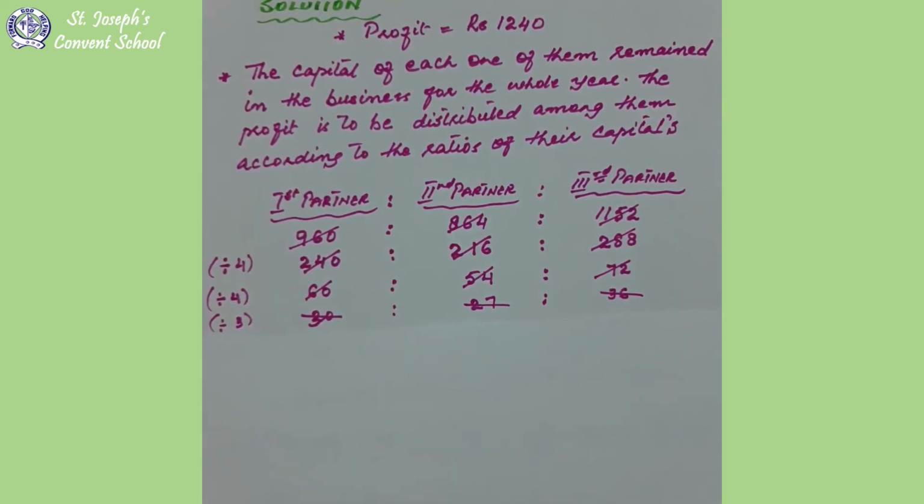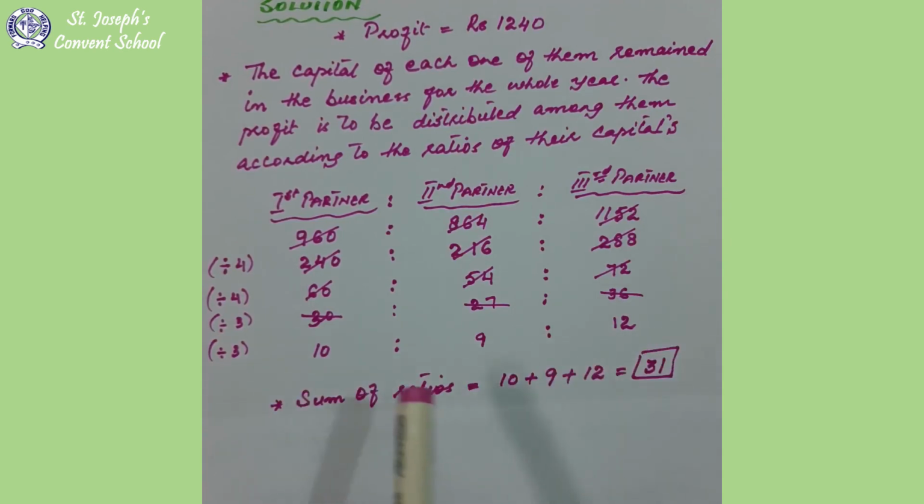Still you can divide it. So again divided by 3. So let's divide it. 3 10s are 30, 3 9s are 27, 3 12s are 36. Now you cannot further divide this. So if you cannot divide it, what we do, we find the sum of the ratio. Now find the sum of ratios. Add all three: 10 plus 9 plus 12, with calculator you'll get 31. After adding, you will find each one's share. 10 divided by 31 into profit 1240. 9 divided by 31 into profit 1240. 12 divided by 31 into profit 1240.